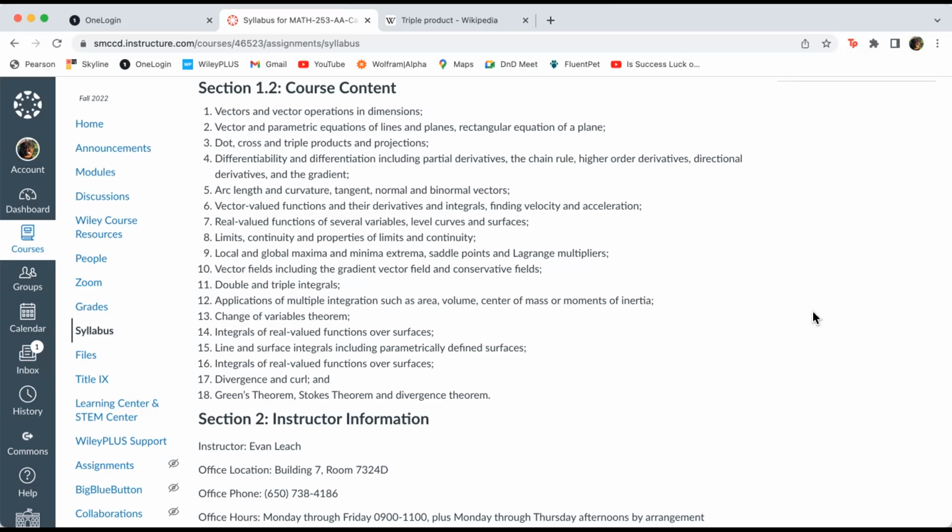Differentiability and differentiation, including partial derivatives. Well, of course, because we're talking about functions of more than one variable. Partial derivatives should just be where we start. But that's fine. Partial derivatives. Chain rule, higher order derivatives, directional derivatives, and the gradient.